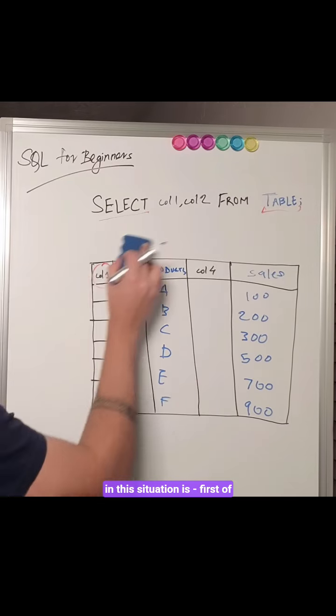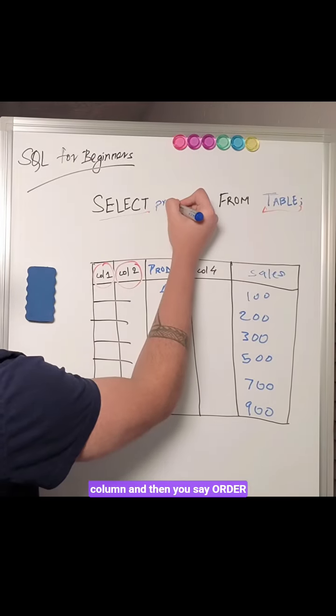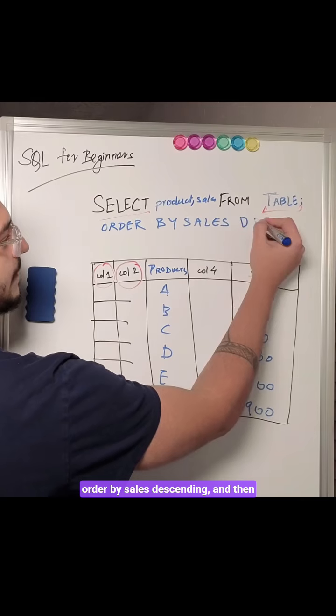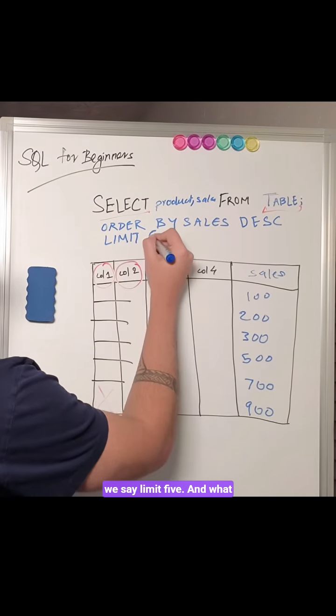So what you could do in this situation is, first of all, update the column names to pull from the product and sales columns, and then you say order by sales, since we're trying to pull the top 5 sales, and then we mention descending because remember we are trying to pull the top 5 sales. So we say order by sales descending, and then we say limit 5.